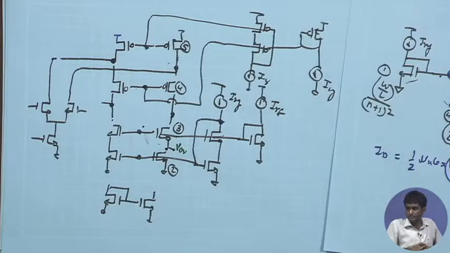Any other question? Okay, so we can stop here, and in the next module we can take up the rest of the analysis and complete the DC biasing and common mode feedback.